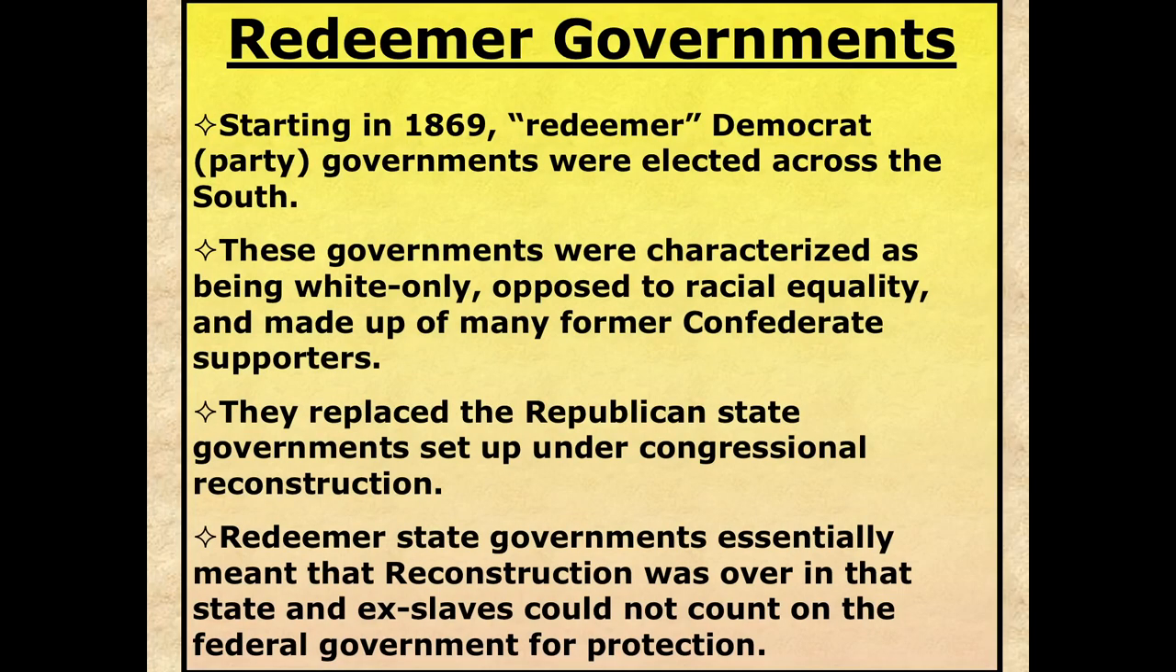So the Redeemer governments are these governments that are part of the Democratic Party back then. Remember, the Democrats back then are not the Democrats now. The parties flip. Just like the Republicans back then are not the Republicans now. The parties flip. Okay? Disclaimer. Anyways, the Redeemers are kind of like trying to bring back this whole white only, back to the way things were kind of thing. So they're replacing the Republican elected people in state Congress. And they're trying to make things the way they were pre-Reconstruction. So a lot of the protections that the freedmen had, they're trying to get rid of them.